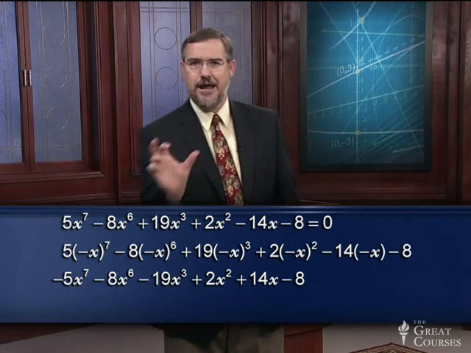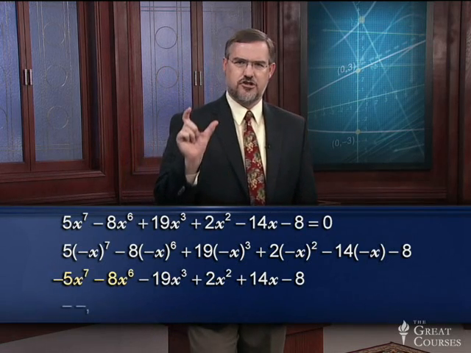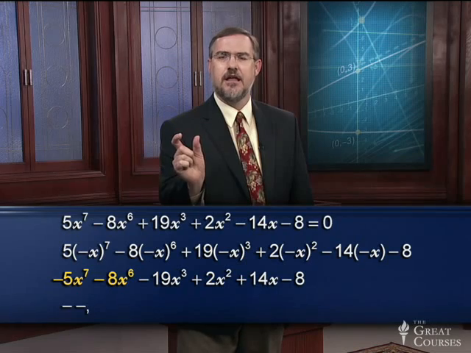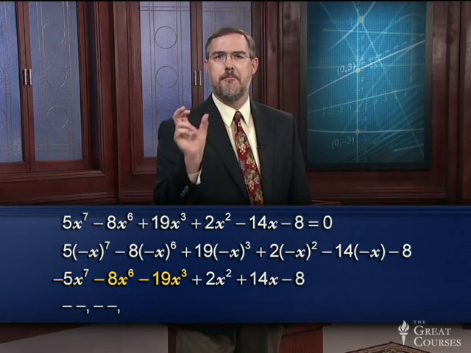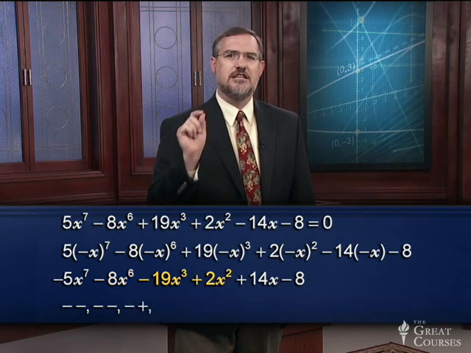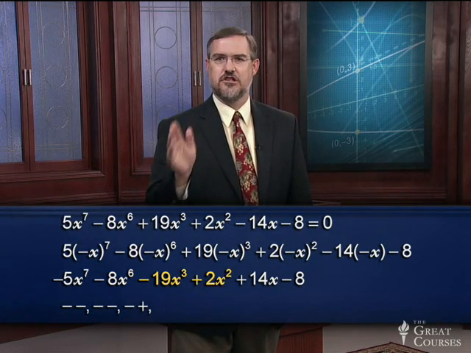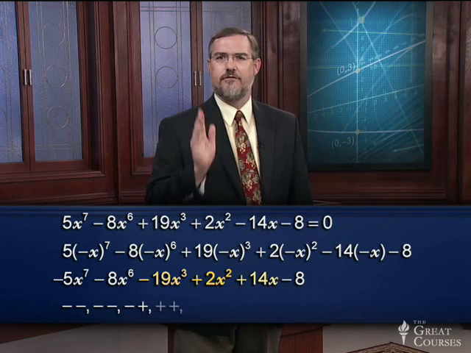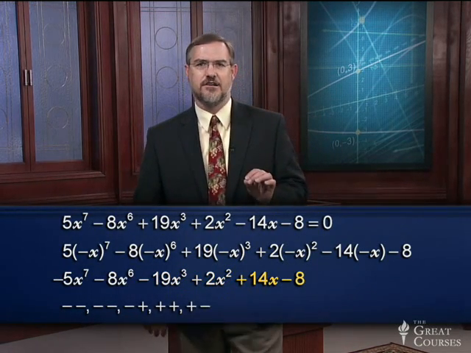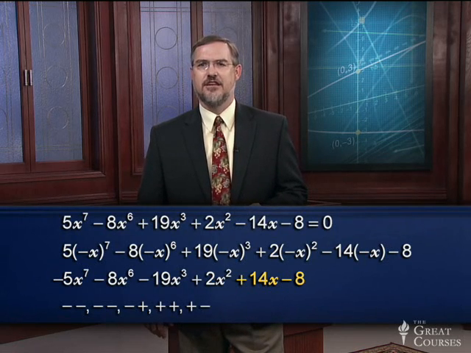Now, again, look at the pairs of the sign changes. First, you're going to see a negative 5 with a negative 8, so that's going to be a minus minus. Then the next pair is going to be minus minus again because you have a negative 8 with a negative 19. Then you have a negative 19 with a positive 2, so that's a minus plus. And then you have a plus plus, and the last pair of signs is going to be plus minus from the plus 14 and the negative 8.